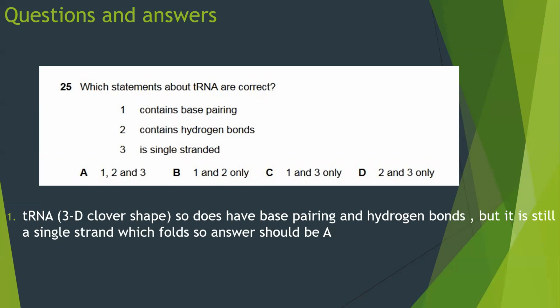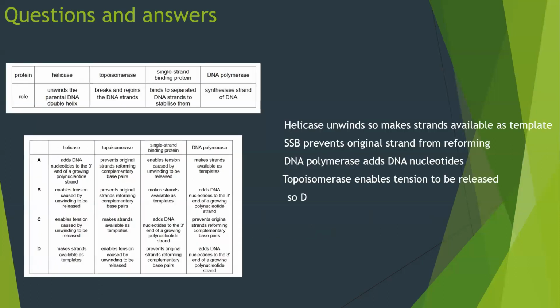Okay, let's think about what the tRNA structure is. Let's recall tRNA structure. We know that tRNA is a 3D clover shape. It is a single-stranded RNA molecule, and since it's folded, it has complementary base pairing and does have hydrogen bonds because there's complementary base pairing. So in this question, options 1, 2, and 3 are all correct. So the answer should be A.